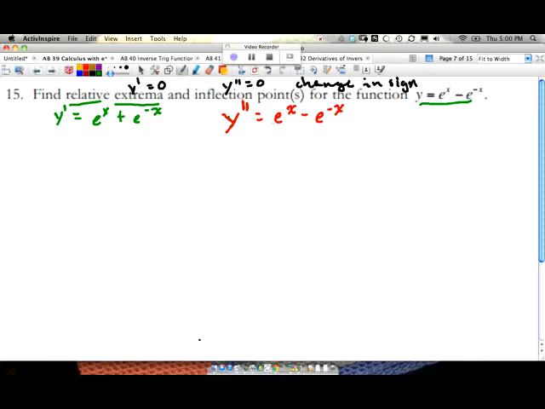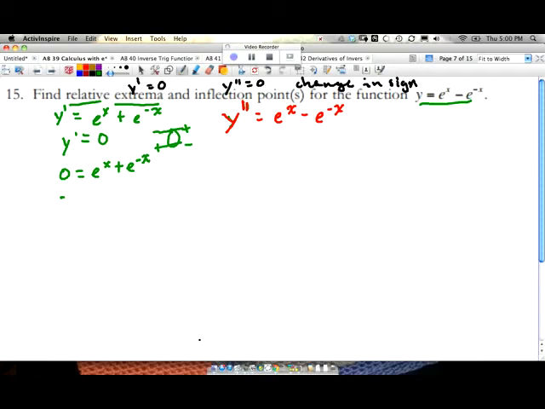We got first derivative, second derivative, extrema, inflection points. Let's do it. So for first derivative, I want to set these things equal to 0 because for something to change from negative to positive or positive to negative, they have to pass through 0. That's how it goes through that. So that would mean 0 equals e to the x plus e to the negative x.